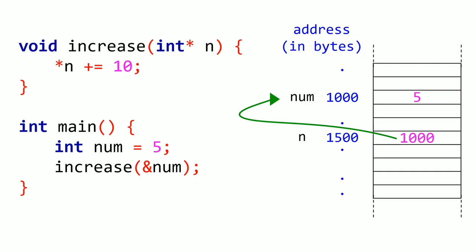And inside the function we will dereference this new pointer to be able to access the variable. So we can increase the value of num by 10 by writing this. So you can see at right that the value of num changed. And at the end of the function, the pointer will be deleted from the memory.